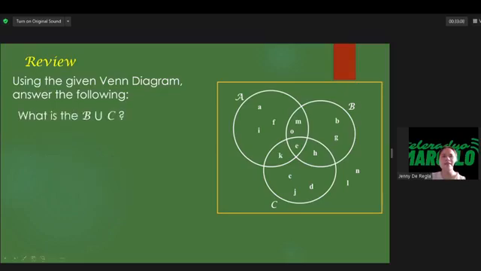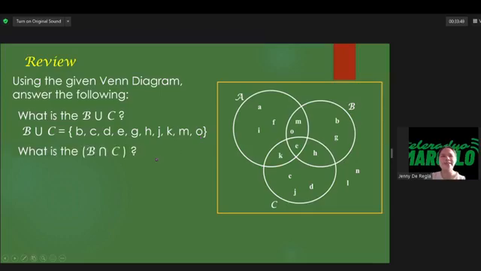What is the set of elements of B union C? So we have circle B and then circle C. What is the set of elements of B union C? Okay, so the set of elements of B union C are the letters B, G, M, O, E, H, K, C, J, D, or B, C, D, E, G, H, J, K, M, O.